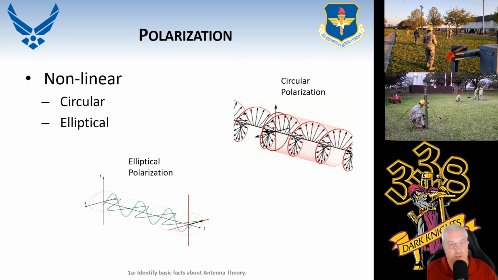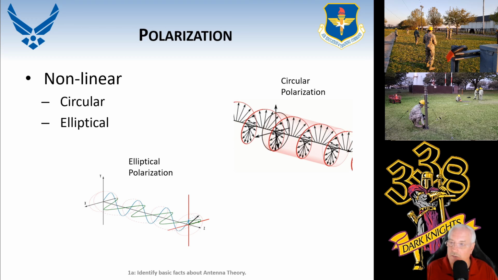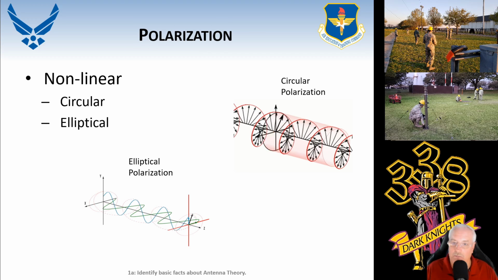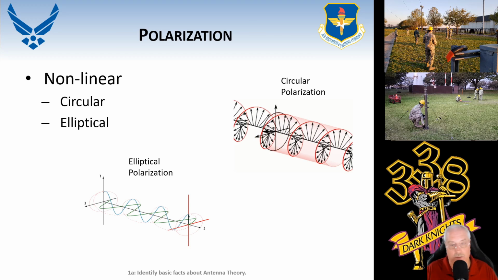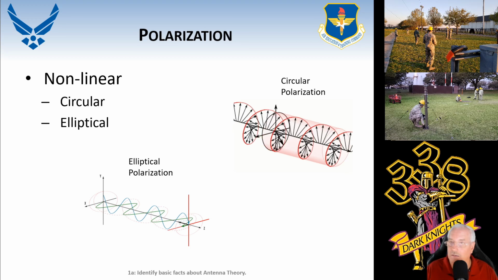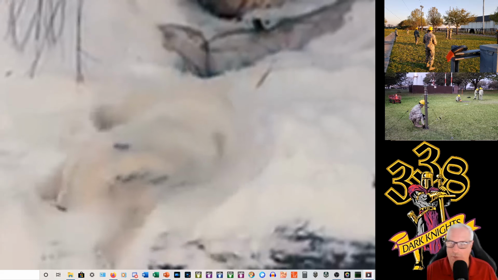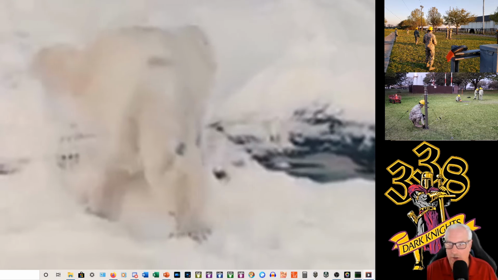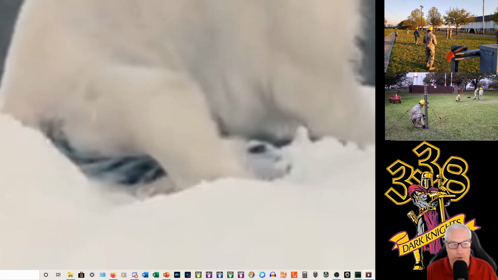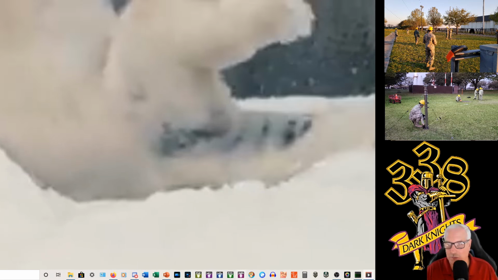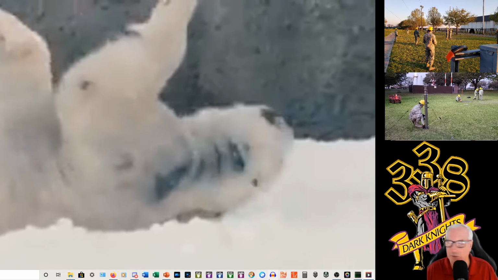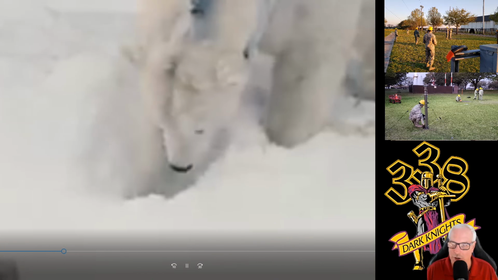And I give you an example. Remember Sirius XM, the satellite radio? Well, your antenna on your car is basically a vertical antenna. It is vertically polarized. Here's a wonderful example of a circularly polarized along with a horizontally polarized polar bear. So he goes from circular to horizontal, playing in the wonderful snow there.